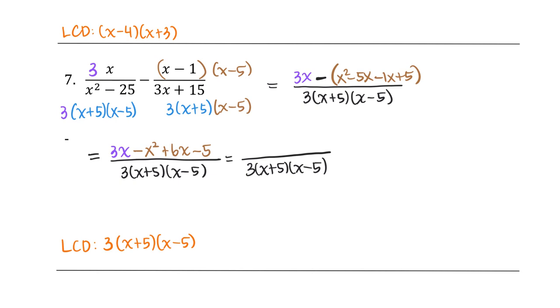I'm going to put it in standard form because it will be easier. So I have negative x squared, 6x plus 3x is 9x, minus 5. Is this going to factor? I don't think so, because 5 times 1 has got to make 6 somehow, and this is nowhere close to 6. So we can leave our answer like that.